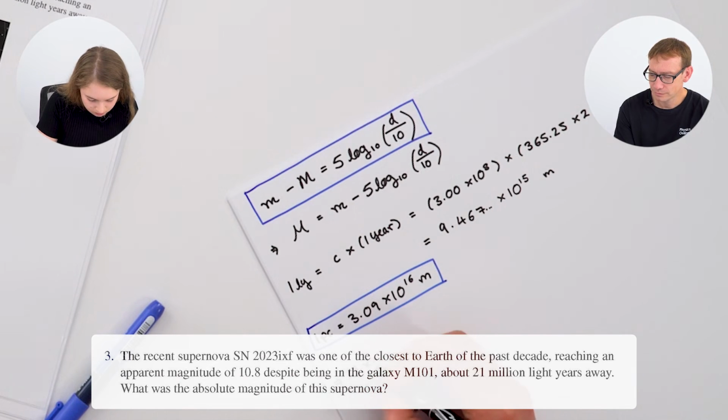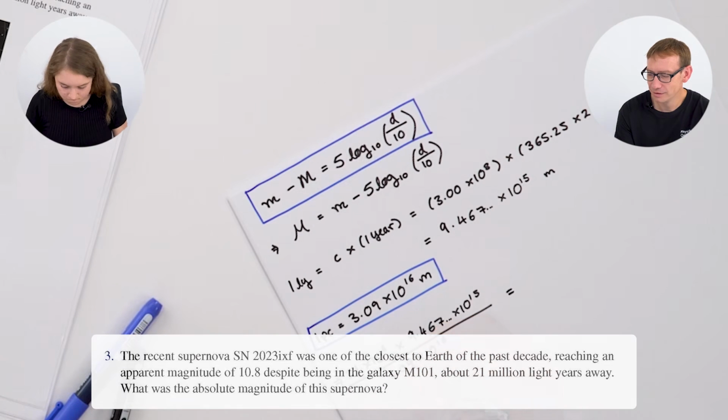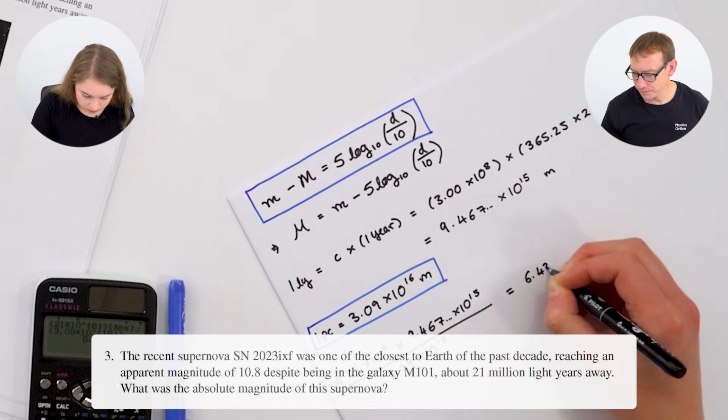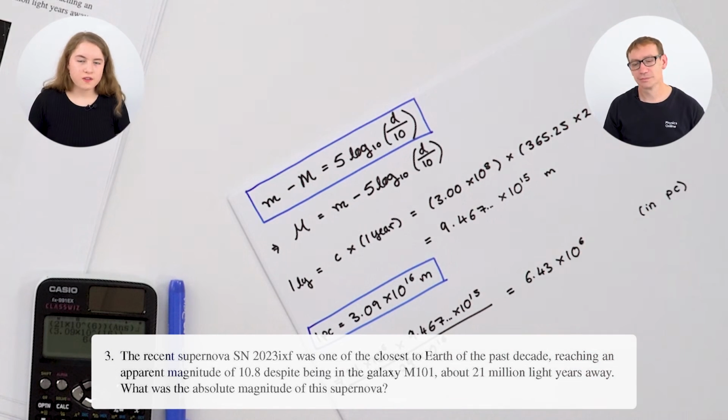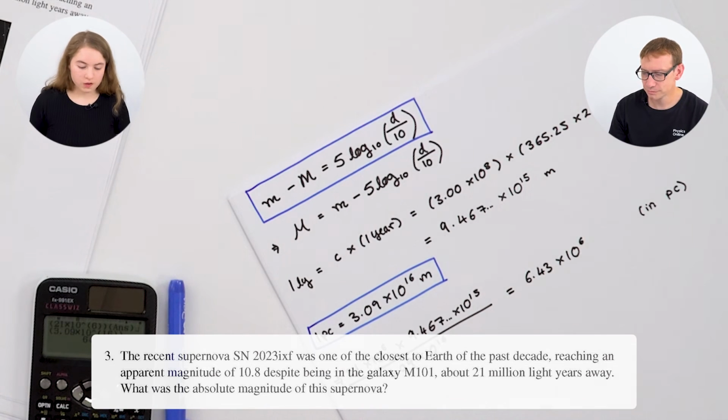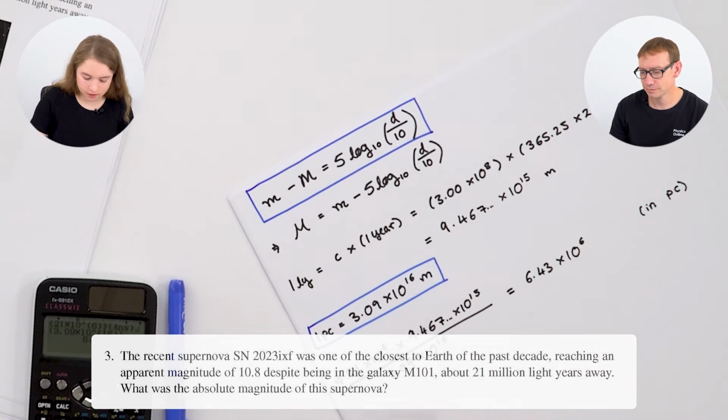So 21 million. Right, let's put this in our calculator. So 6.43 times 10 to the 6. So now we have the distance of our object away in parsecs. So now we can happily substitute everything into this formula to get the absolute magnitude.